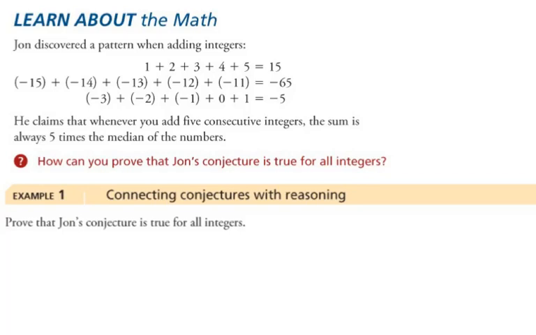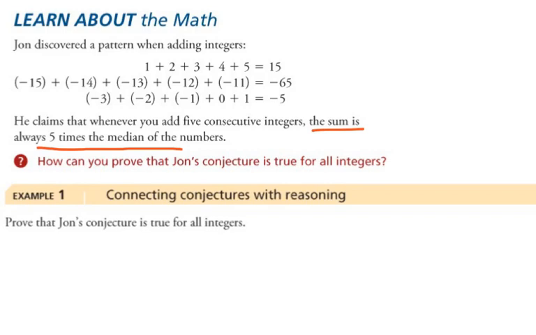So in this example, we're being asked to prove a fact about numbers. John took this pattern of numbers, he added 5 consecutive integers, and what he determined is that the sum is always 5 times the median. And the median is the middle one.